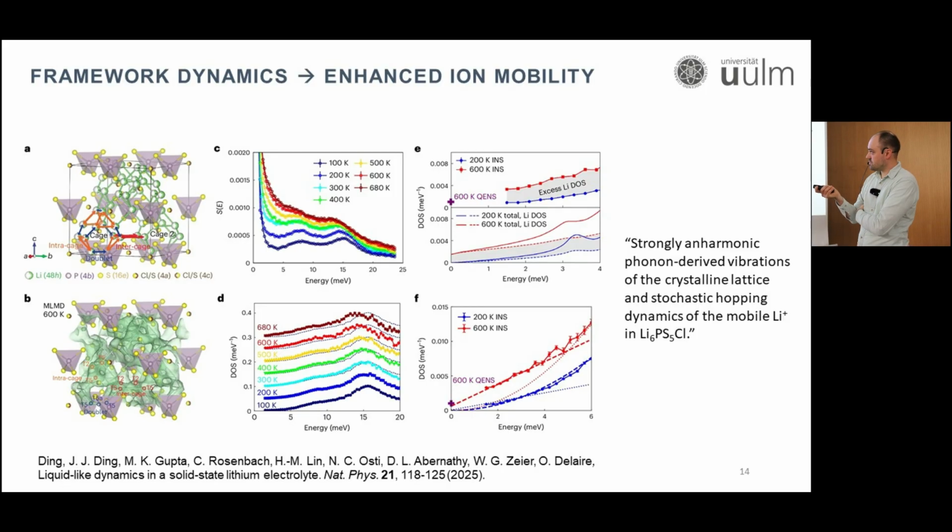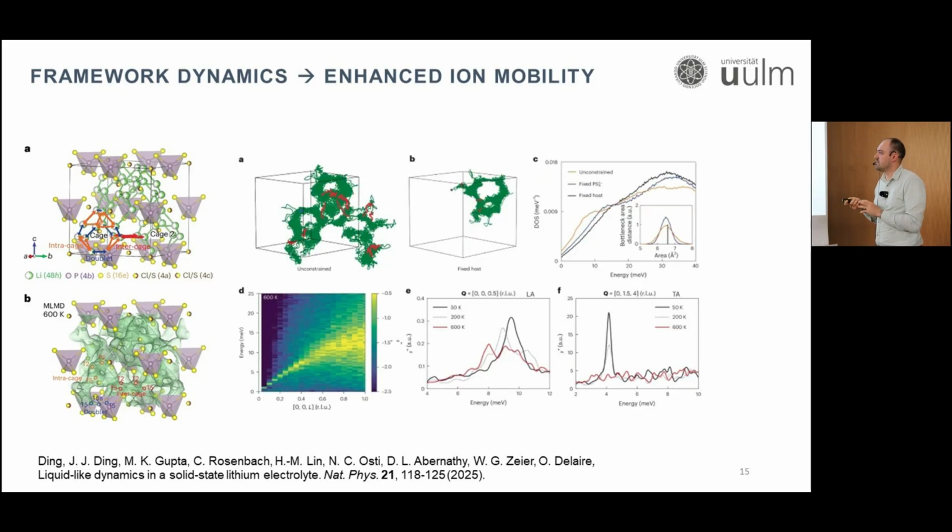And for these kind of systems, this recent work shows that strongly anharmonic phonon-derived vibrations of the crystalline lattice and stochastic hopping dynamics of the mobile lithium ions drive this high ionic conductivity. So we have the combination of a deformation of the building blocks in the crystal lattice in addition to the hopping of the lithium ions within the interstitial parts of this crystal lattice. And so here you can see some MD simulations that the authors have looked into where you can really follow the hopping of these lithium ions in this kind of lattice, both treating this lattice as a fixed lattice and also treating it as somewhere where the intrinsic parts of the system are dynamic.